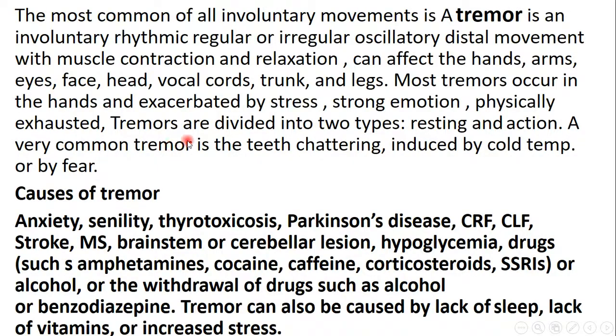As I mentioned, tremor is the most important cause of movement disorders. How do we define a tremor? It is an involuntary, rhythmic, regular or irregular, oscillatory distal movement with muscle contraction and relaxation. It can affect the hands, arms, eyes, face, head, vocal cord, trunk, and even the legs. Most tremors occur commonly in the hands and are exacerbated by stress. Any type of tremor will be increased by emotion and physical exhaustion.